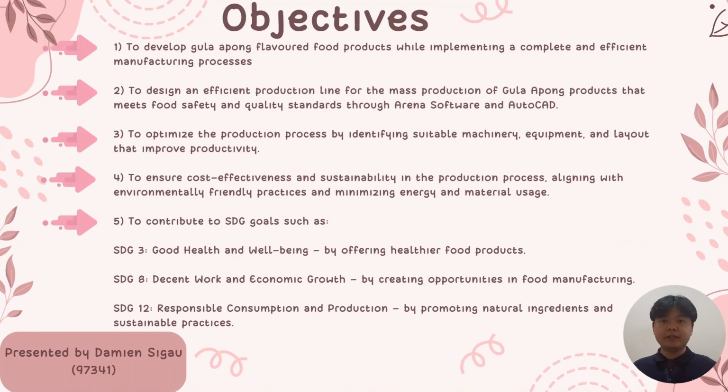Next, the objectives for this project. First, we aim to develop a gula apong flavored food product. Next, to design an efficient production line for the mass production of gula apong products. Then, to optimize the production process to ensure cost effectiveness and sustainability. Last but not least, to contribute to the sustainable development goals. So, to better understand our direction, let's briefly explore the literature review that supports our project.